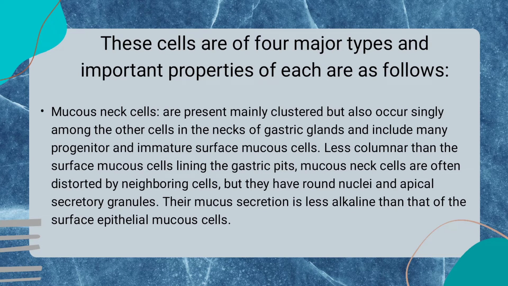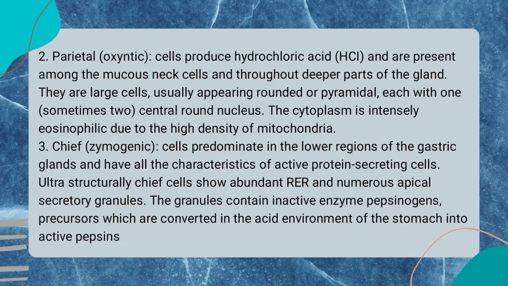Less columnar than the surface mucous cells lining the gastric pits, mucous neck cells are often distorted by neighboring cells, but they have round nuclei and apical secretory granules. Their mucous secretion is less alkaline than that of the surface epithelial mucous cells. Second is the parietal or eosinophilic cells.